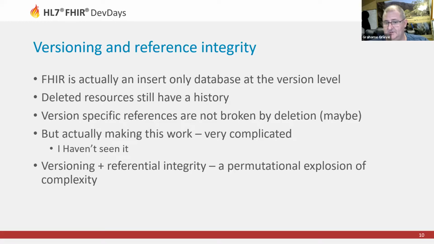I've seen document specifications that require version-specific references in the documents. It's kind of funny because you can get away with it because it doesn't matter, because you're in a document. It's kind of self-limiting. And the whole question of versioning and referential integrity is just a permutation explosion of complexity. Just insane. If anybody thinks they've nailed that, tell us all about it on Zulip, man, because it's hard stuff. All right.